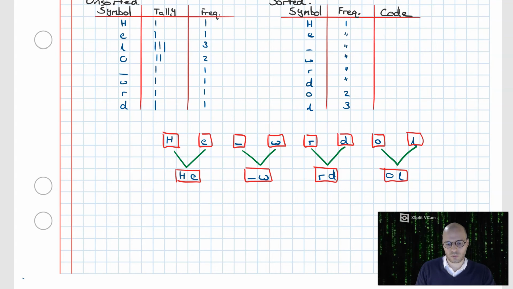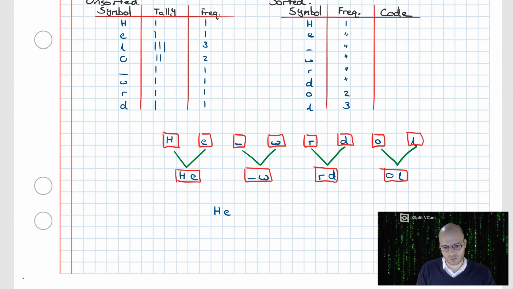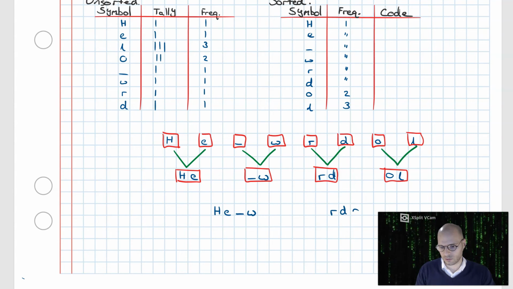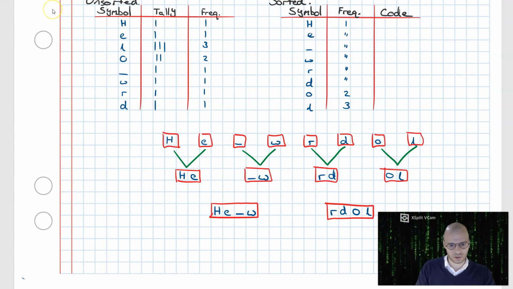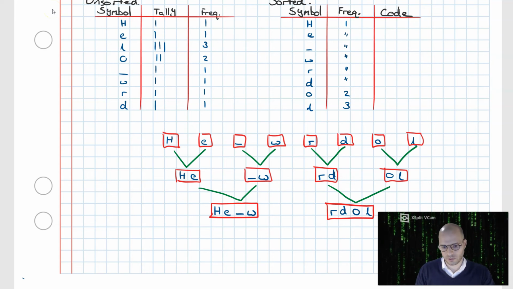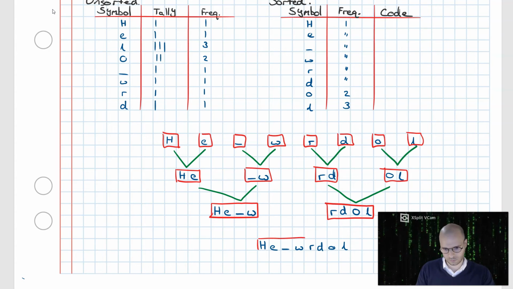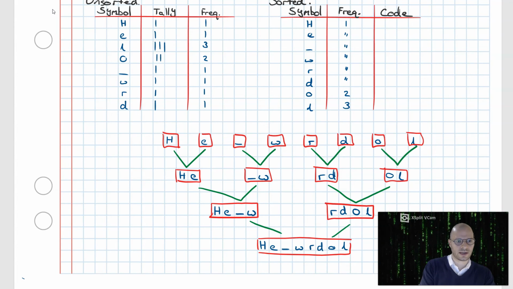Next step, we're going to repeat the exact same process that we just did, thus merging the tree into smaller sections. So we're going to get H and E, which is going to merge with space and W. And then we're going to get R and D and merge that with O and L. Putting this together, finally we need to bring the final two branches of the tree together. So what we've got now is our encoding tree.